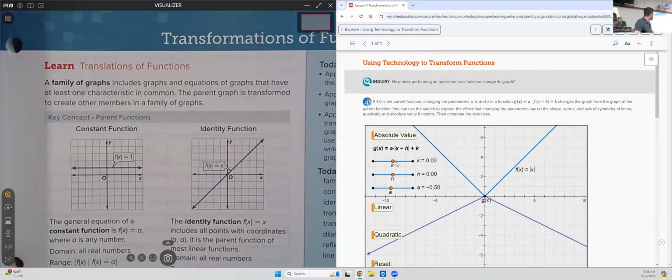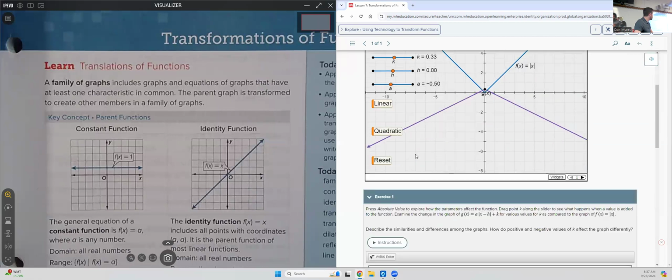So let's just talk about k for a second. What happens if you move k? What is the graph doing when you move k? Going up or down, right? Yeah. So the value of k, at least in this instance, seems to affect the height of the graph, or at least where the vertex is, right? So we're talking right down here.